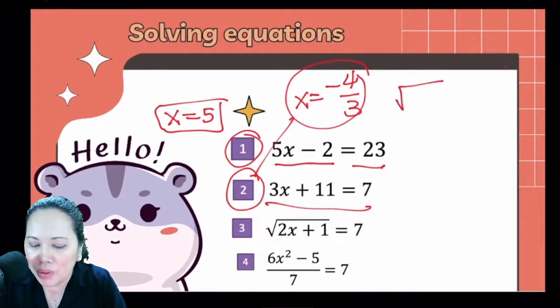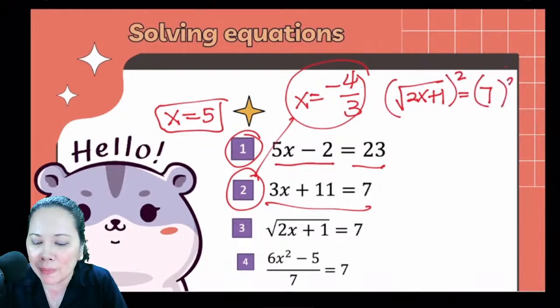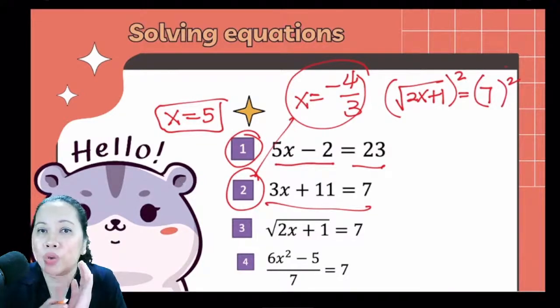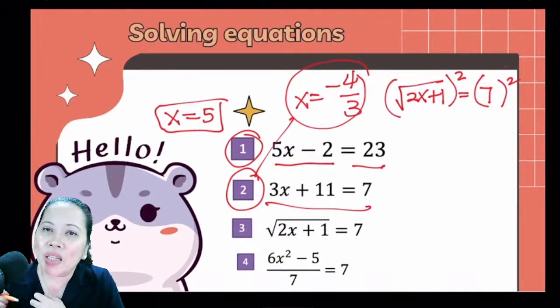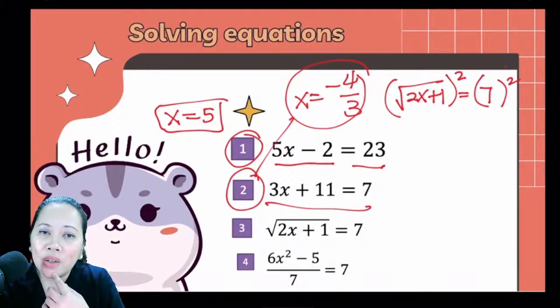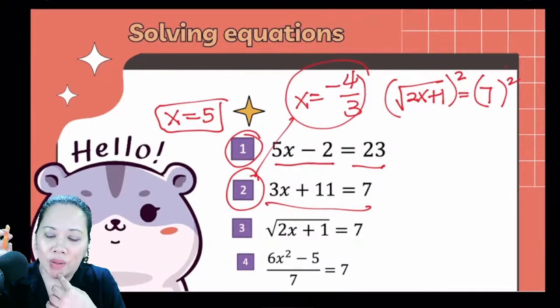So you have square root of 2x plus 1 equals 7. You square this. Okay? You square. That is how you do it. If you wanted to remove the square root, especially if the x is inside your square root sign, you just need to square it. Right?